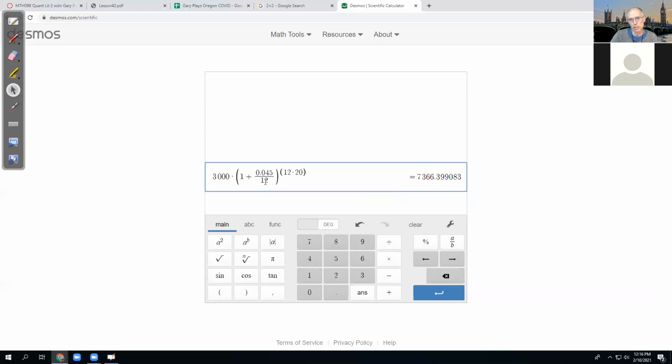Only the interest rate is divided by 12 here, not the 1. So please confirm that you can use your calculator to get the same value I did, $7,366, and then this would round to 40 cents.